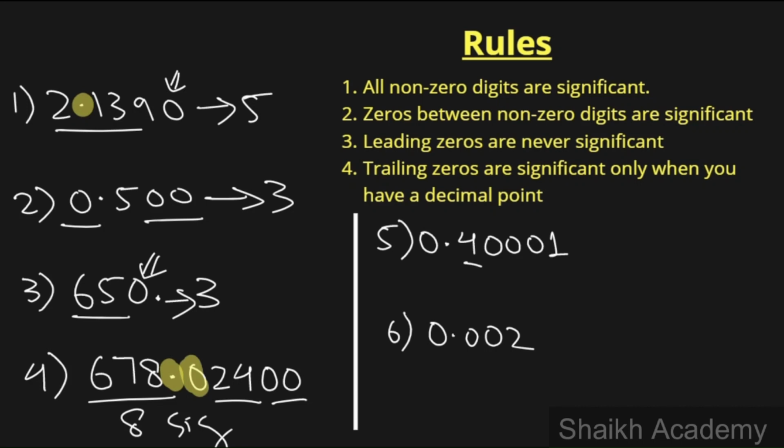Now 0.40001 will have 1, and the zeros between non-zero digits are also significant. So 1 plus 3, 4, and lastly 5. 5 significant figures. Now lastly, 0.0002 only has 1 significant figure, since these leading zeros are never significant.